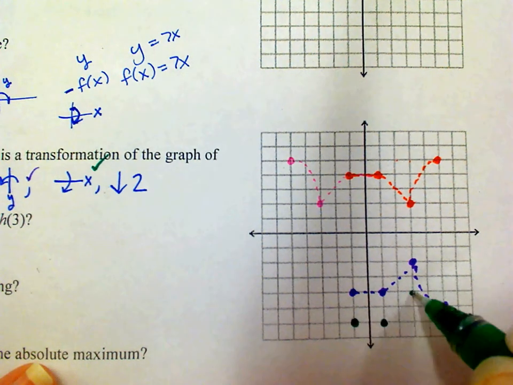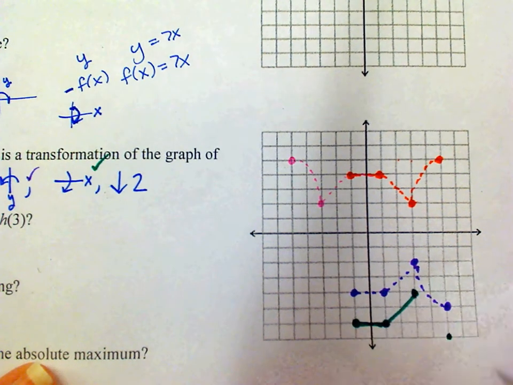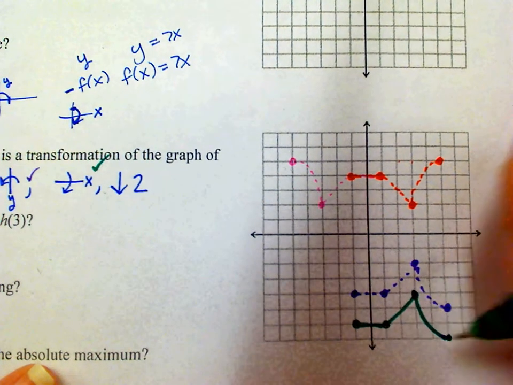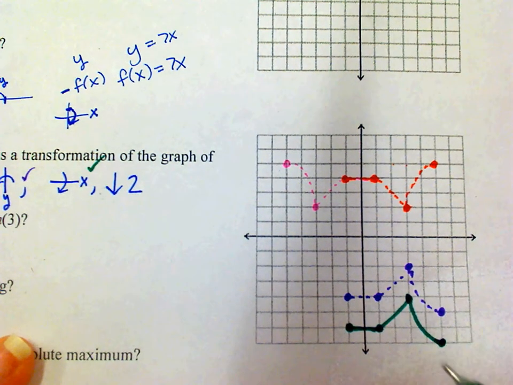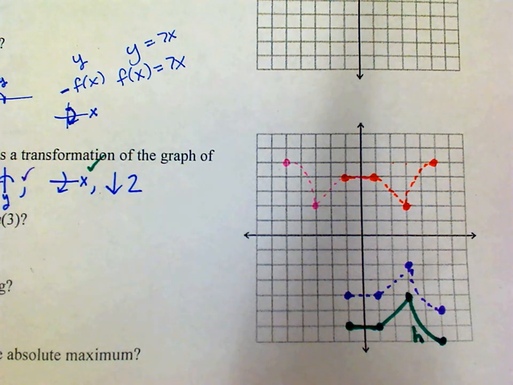And then solid. Now, it's okay if you connect these to solid, as long as you label which one is your answer, okay? Or I'm able to tell that that's your answer. So they said h of x, so I'm going to let this be h. Okay? All right, so now let's use that graph to answer these questions.